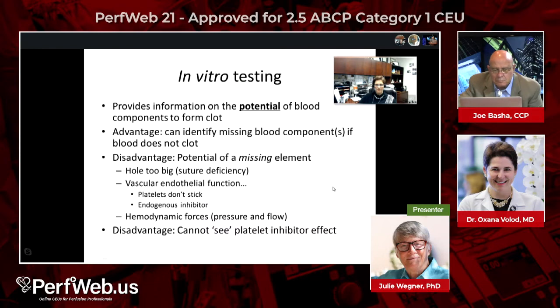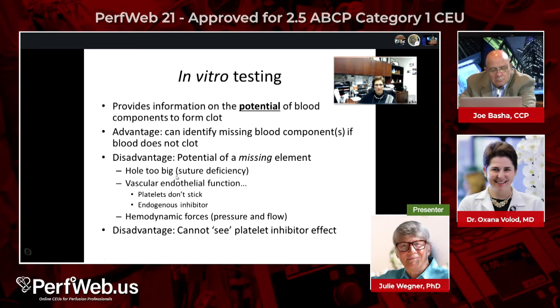All right. So what does in vitro testing do for you? Number one, it provides information on the potential of blood components to form clot. So it's just showing the potential of the blood components to form clot. And the advantage of doing that is you can identify some of the missing blood components if the blood does not clot. If a patient is bleeding and you see an abnormal tracing on the TEG with this in vitro testing, you can pretty much indicate which component is missing, and then add that component and hopefully stop the bleeding.